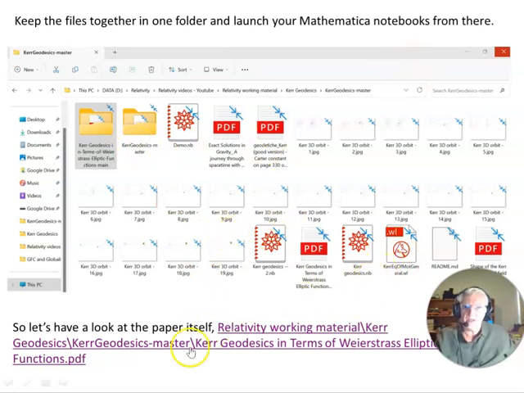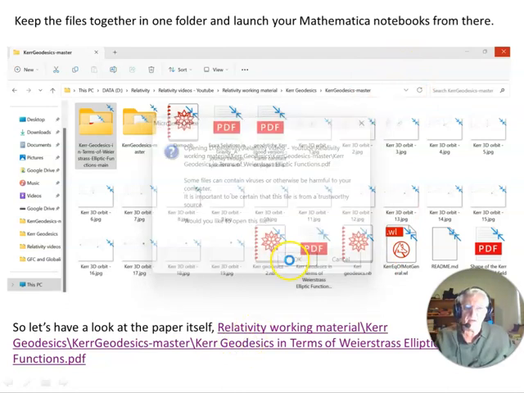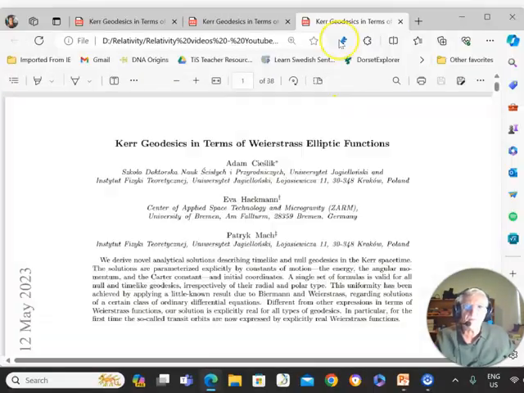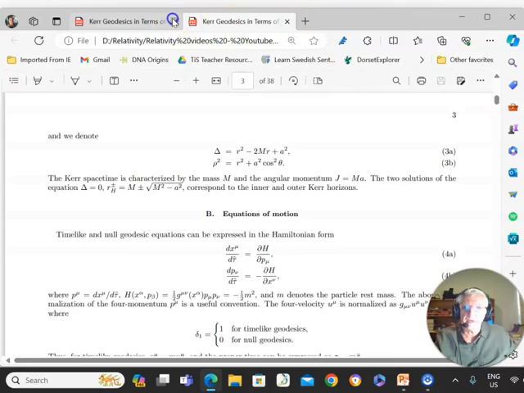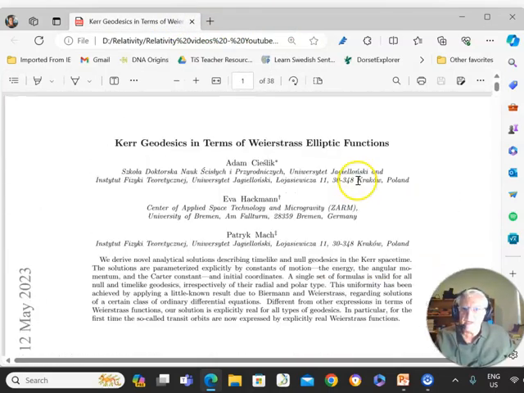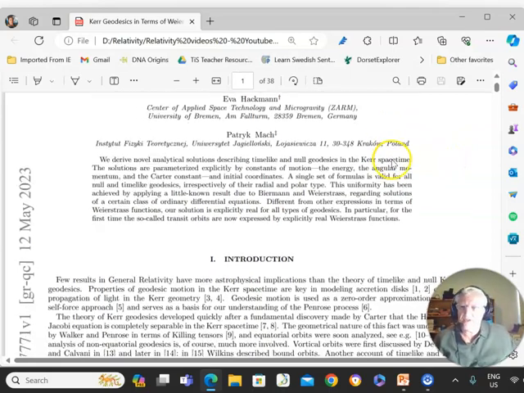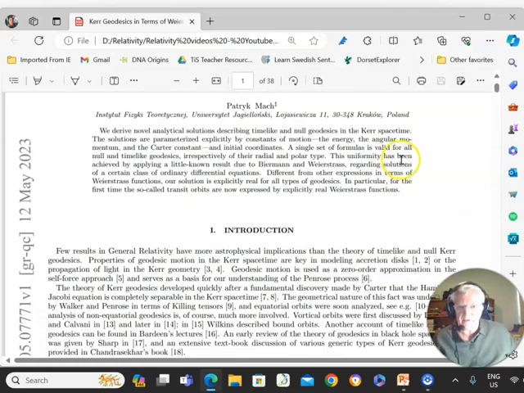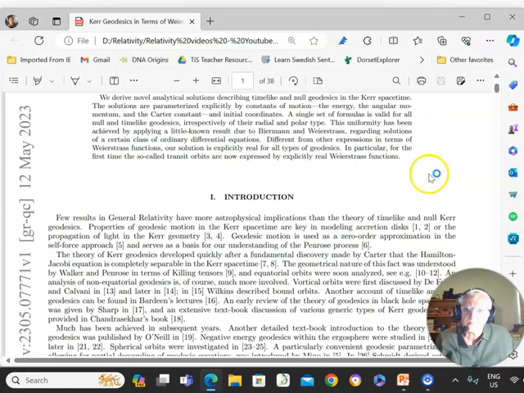All right, let's just have a quick look at the paper again as I did in the last video. Okay, so here's the actual paper, Kerr geodesics in terms of Weierstrass elliptic functions. Three researchers. I won't repeat their names again, and I apologise to them if I've mispronounced them earlier.